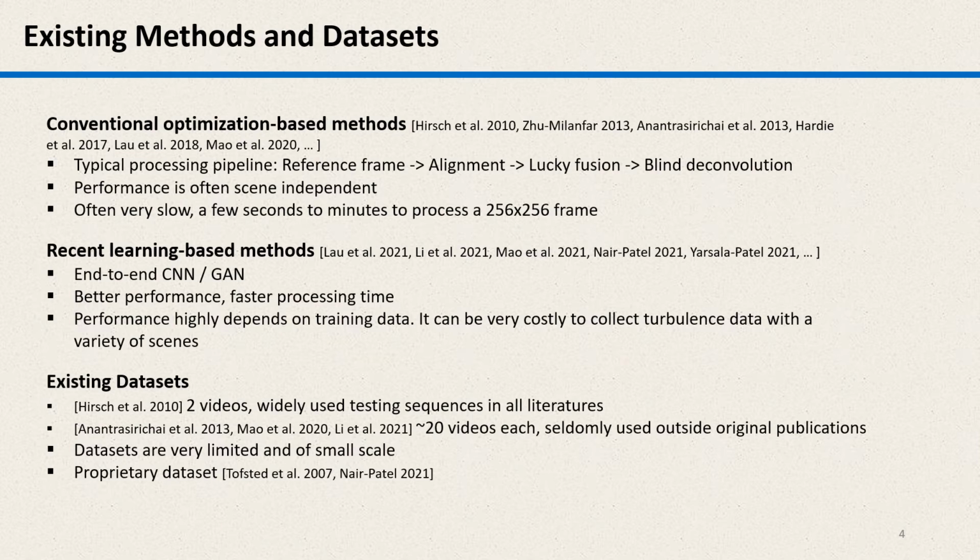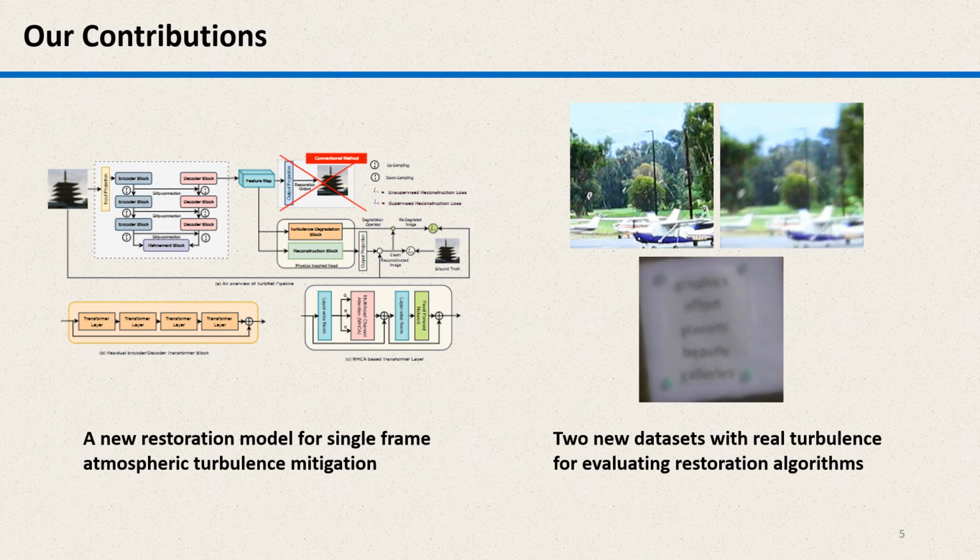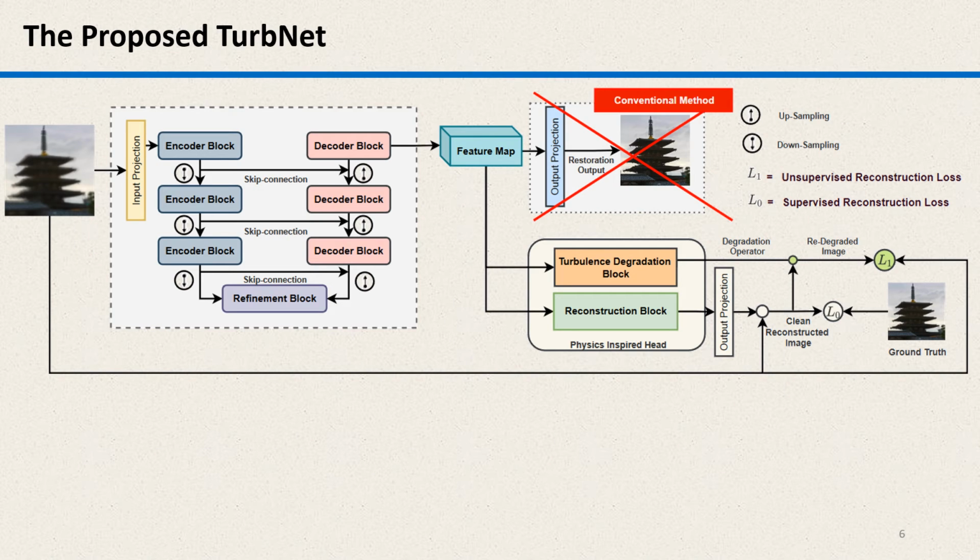In addition, the testing data are also scarce. There isn't a widely used benchmark dataset. In this paper, we have two main contributions. On the algorithm side, we propose the TurbNet, a new restoration model for single-frame turbulence mitigation that achieves state-of-the-art performance. On the benchmark side, we present two new datasets with real atmospheric turbulence for evaluation purpose. We first look at our restoration model.